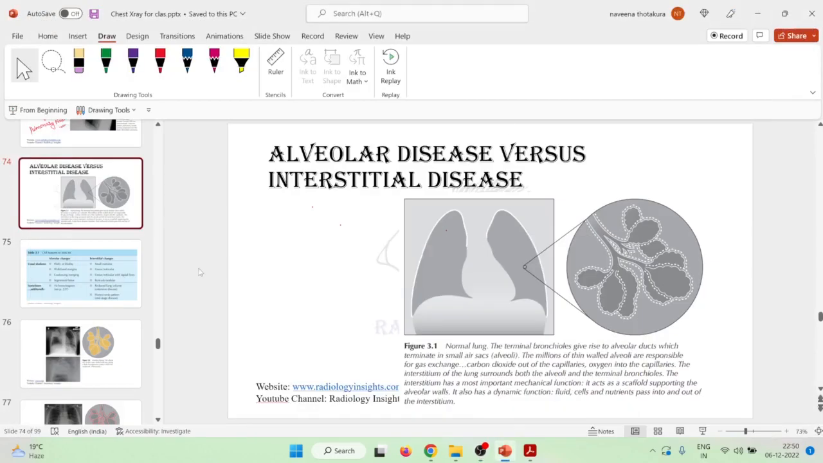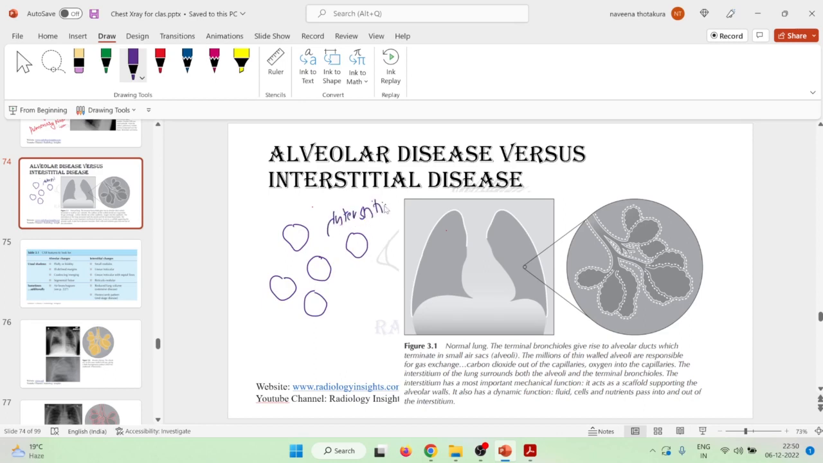Hello friends, let us now hear some important points about the differences between alveolar and interstitial disease. So if you see, this is the normal lung. Inside the normal lung, we have alveoli. Alveoli are nothing but the air spaces. Surrounding the alveoli, we have the interstitium.